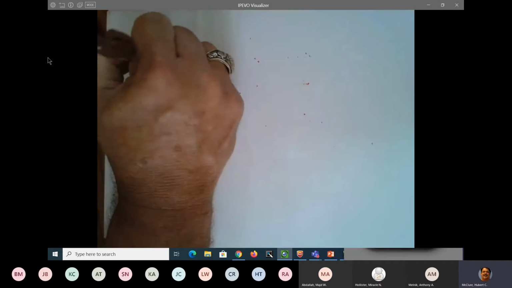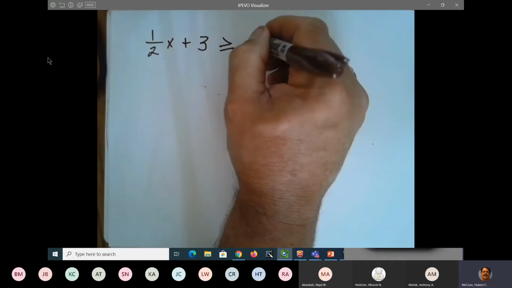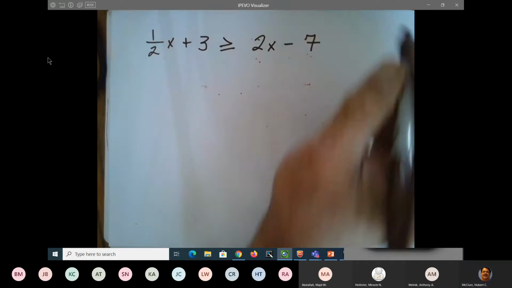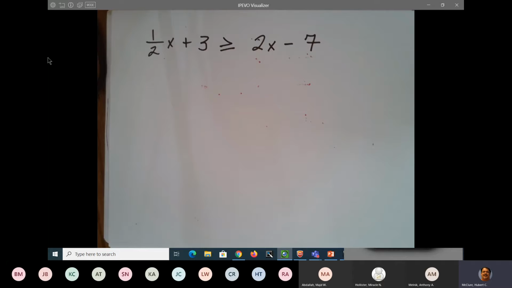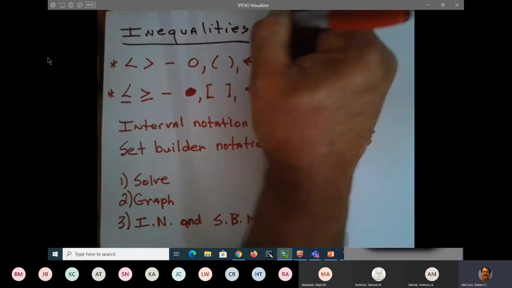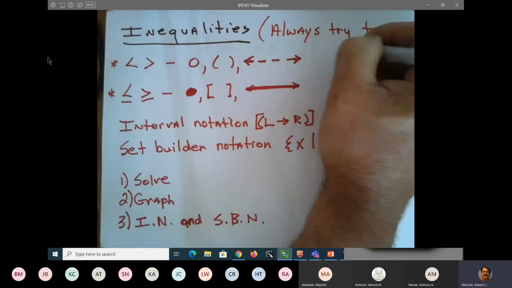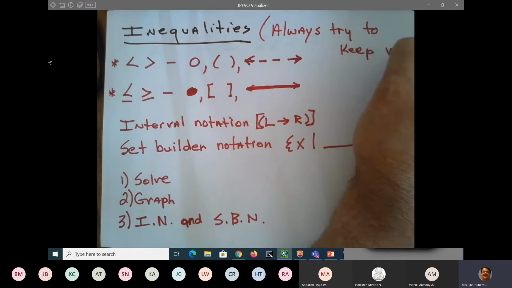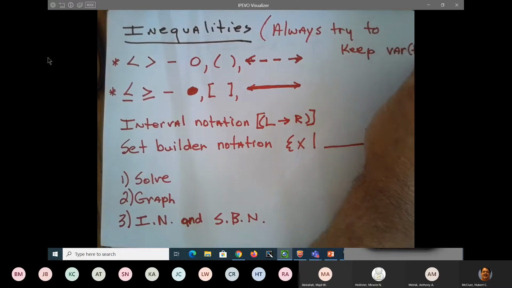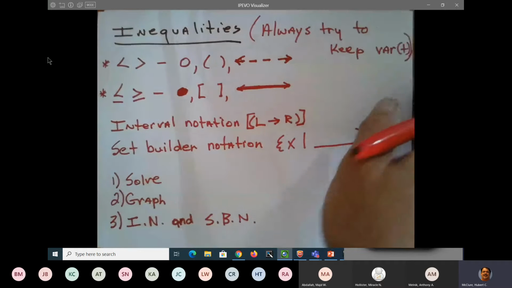First type, basic equations. 1/2 x plus 3 greater than or equal to 2x minus 7. Now I want to go back and put something else on this page. And I always tell students, always try to keep the variable positive. Okay? I always try to keep the variable positive.